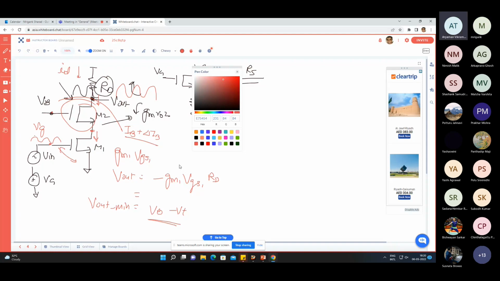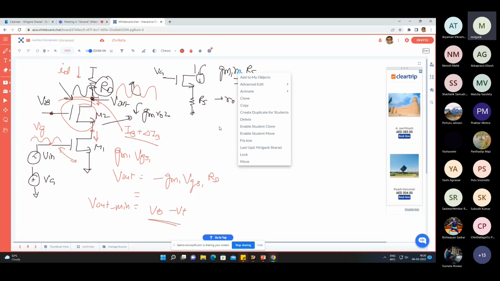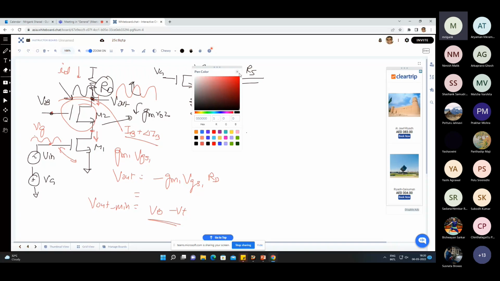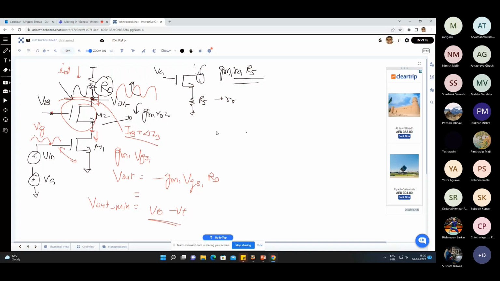Lower VB, if we can lower VB. So the swing is, let me get the black pen again. The upper value, the max value, is in this case VDD, and the min value possible in this case is VB minus VT. So if I have to maximize the swing, what is the variable? VDD is fixed, VT is fixed, the only variable is VB. So if you have to increase the swing, you have to lower the VB so that on the lower side it can go further down.